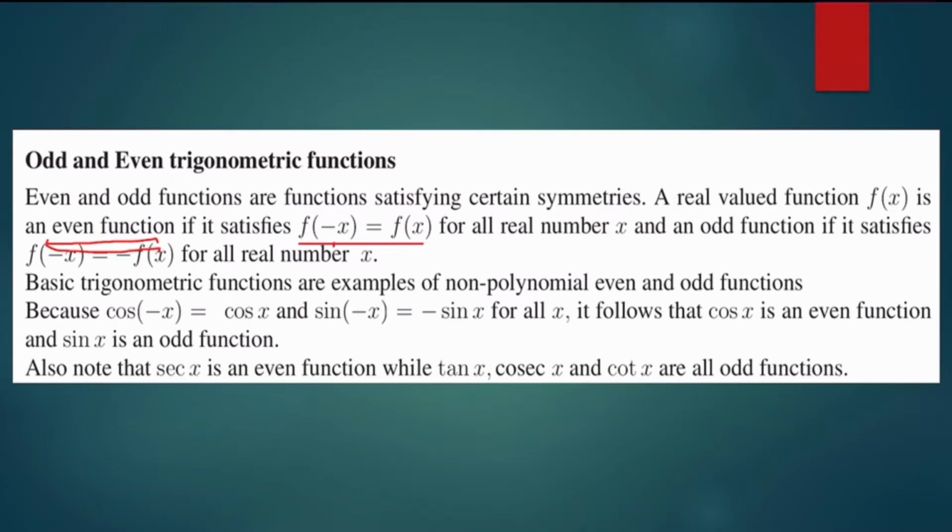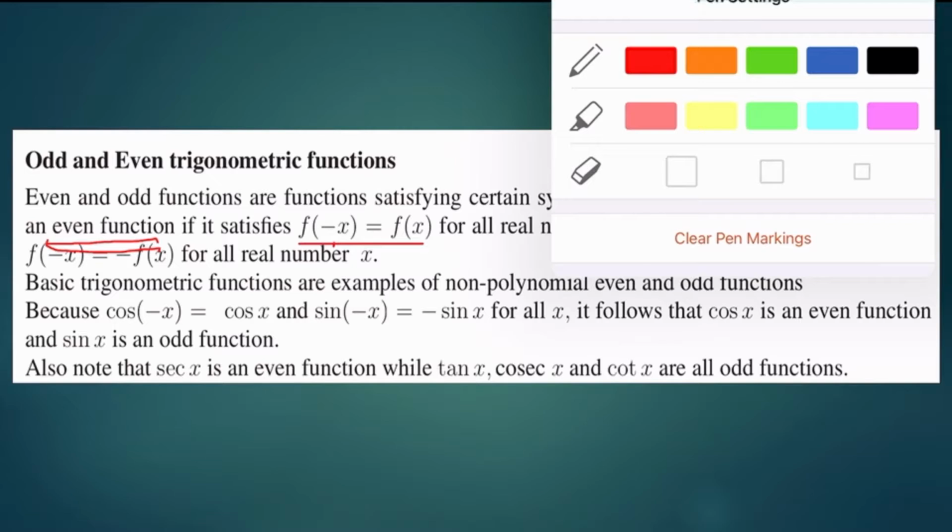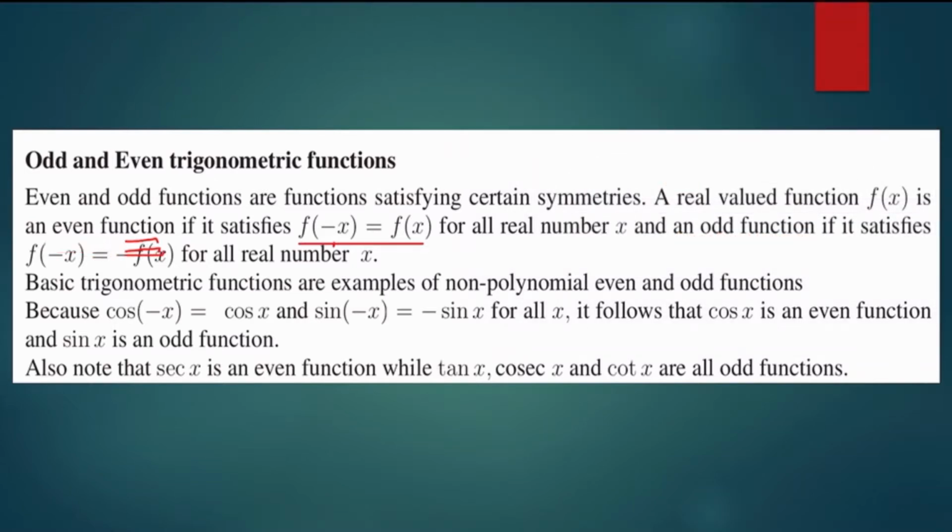Odd function: an even function satisfies f of minus x equal to f of x, and an odd function satisfies f of minus x equal to minus f of x. If you substitute minus x instead of x and you get minus f of x, so the minus exists, then we call it an odd function. If the minus disappears, if it vanishes, then we call it an even function.